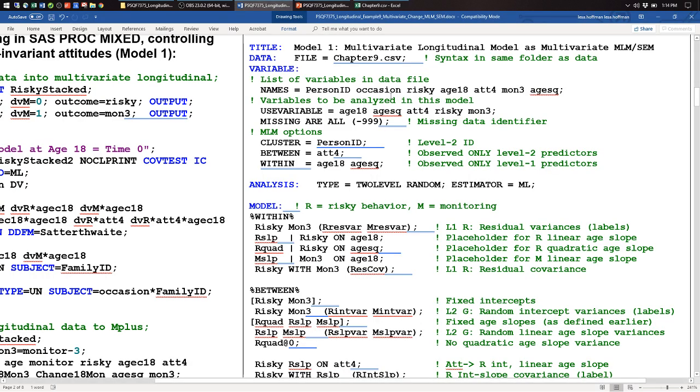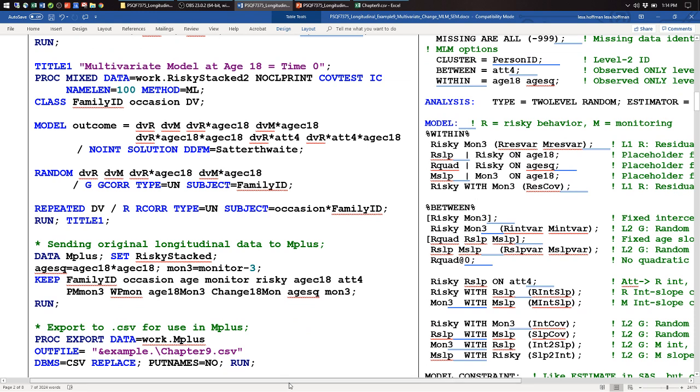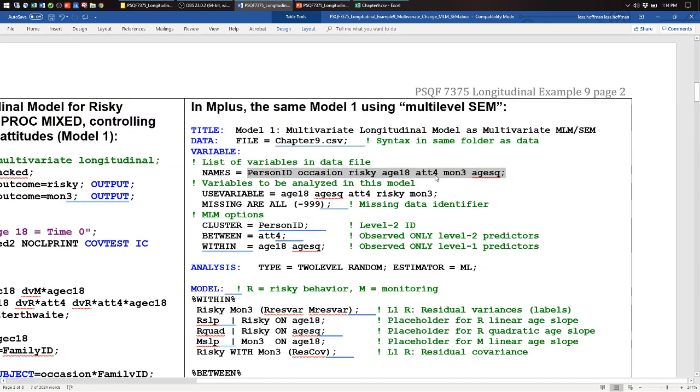So the names in the file I'm using, this chapter 9 file, this is the one that's in the book. I truncated it down for the purpose of this assignment. So those are the names of those columns. Note the character limitations: each of these can only be 8 characters or less.